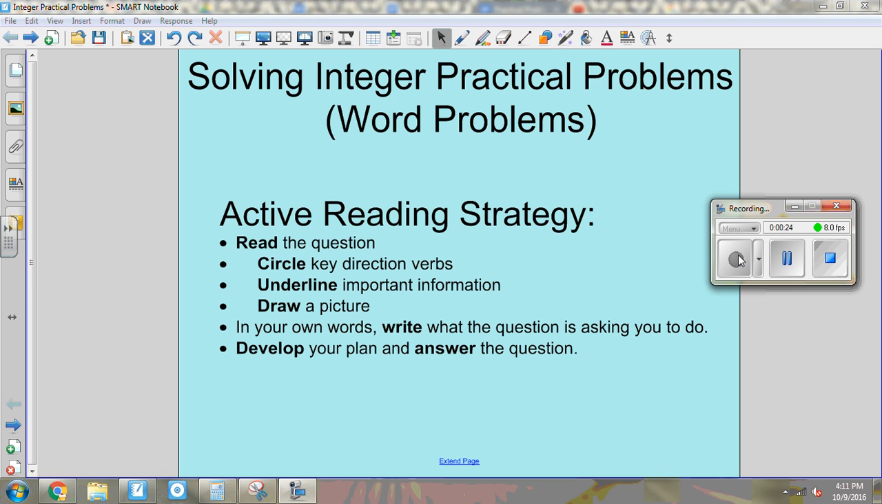The first step is that while we're reading the question, we should circle key direction verbs, underline any important information, and draw a picture. The underlining important information piece is very crucial because if there are things that are not important to the question, we need to make sure that we're ignoring any extra information that they give us. The next step is to, in our own words, write what the question is asking us to do. And then the last step is to develop our plan and answer the question.